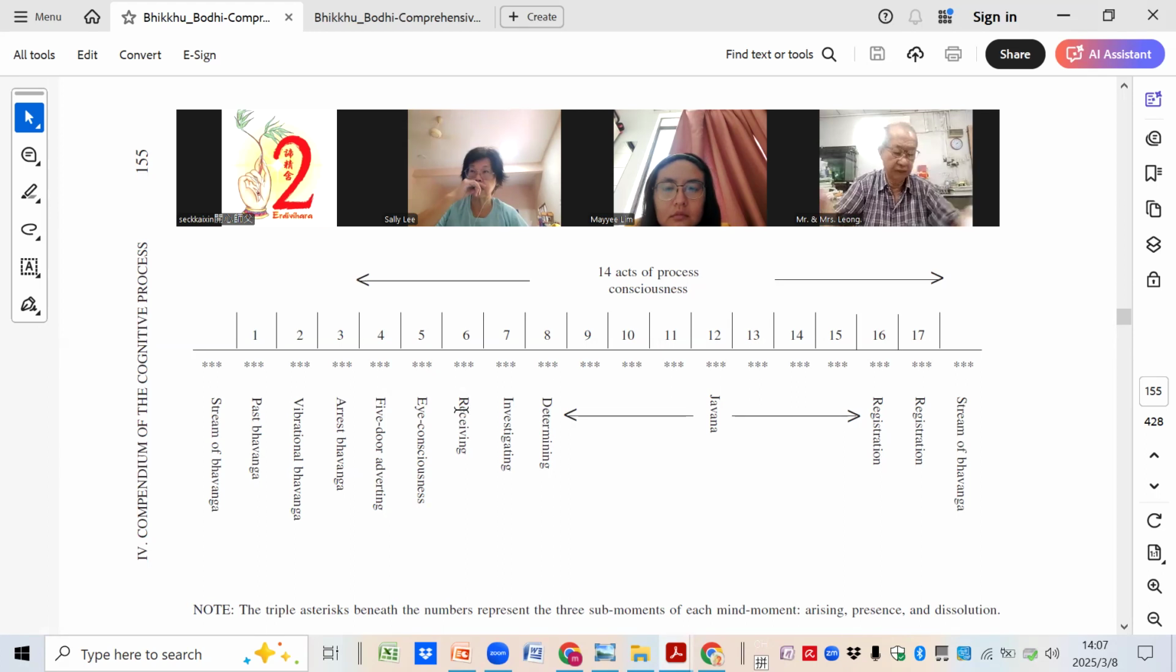Here it means trying to press the mango, trying to smell the mango. So finally it's the javana. Javana is eating the mango, which is considered the deepest experience with the mango, and the same with our heart, our mind, deeply experiencing and understanding the object, and then usually we are creating karma here. Usually creating karma here. After that, we go to the registration. After registration, we go back to the stream of the bhavanga.